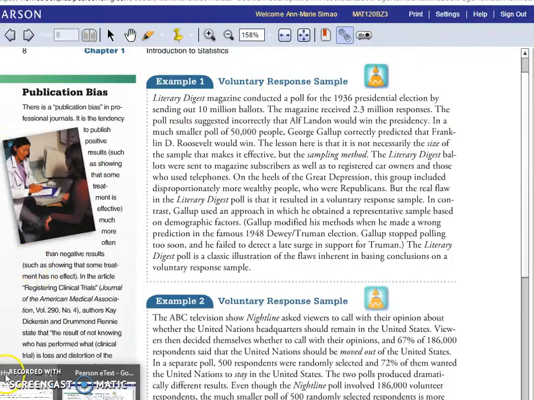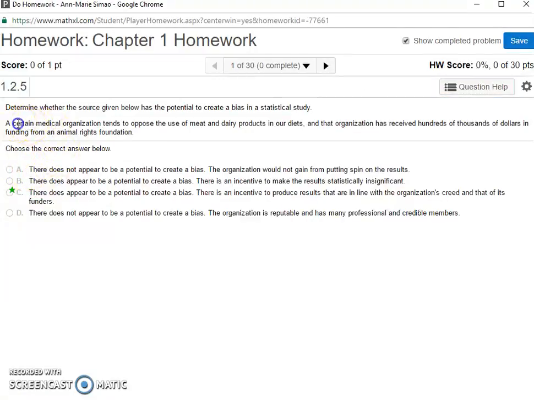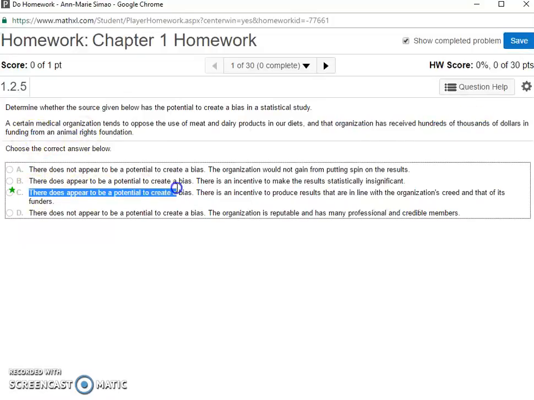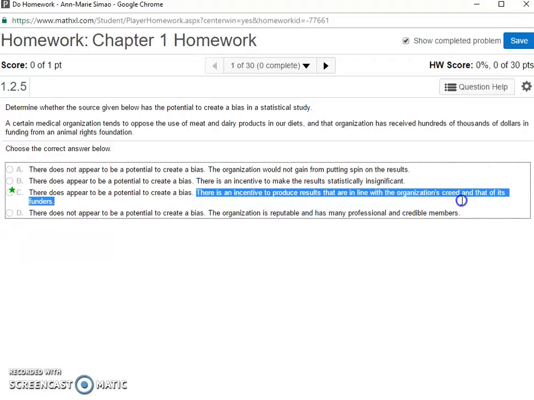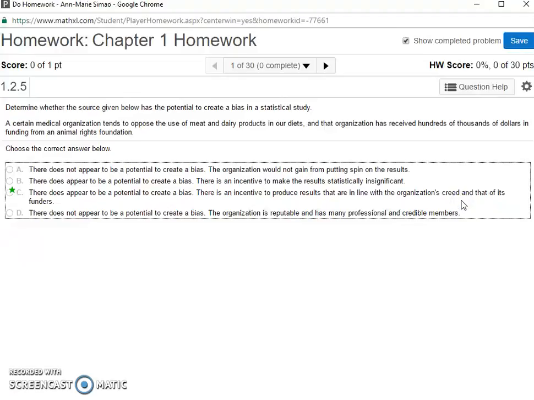If I go back to my question, do I think that there's going to be bias here? A certain medical organization tends to oppose the use of meat and dairy products in our diet, and that organization received hundreds of thousands of dollars in funding from animal rights foundations. There definitely appears to be bias. There does appear to be a potential to create bias. There's an incentive to produce results that are in line with the organization's creed, that is, of its funders. So where the money comes from. And so that's going to be my answer there.